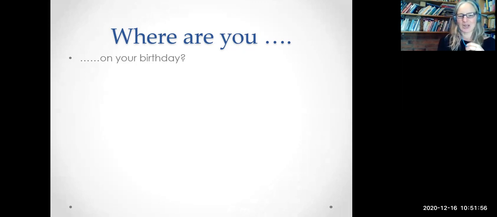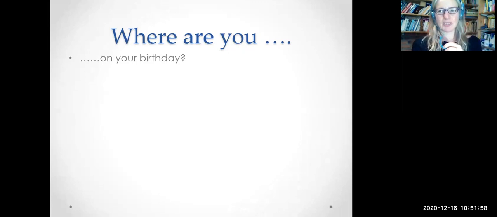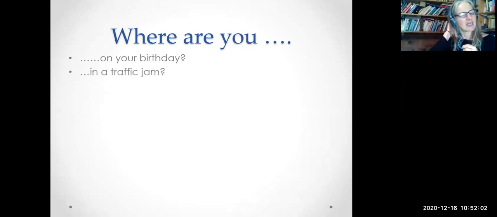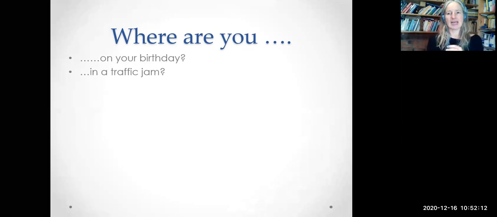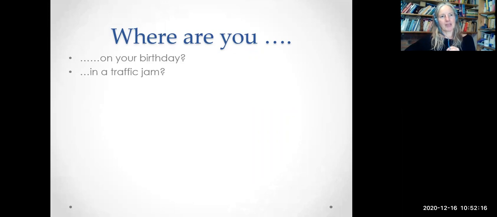Okay, so hopefully by now you've put your dot on the grid. We're going to move on to the next one and then we'll reflect at the end. So imagine a traffic jam, and this isn't just any old traffic jam. This is a traffic jam where you've really got to get to a job interview, and you know it's critical that you get there on time, and you're in a traffic jam.